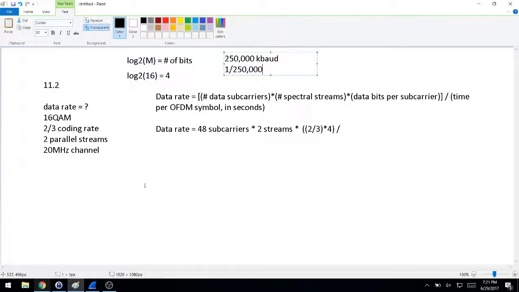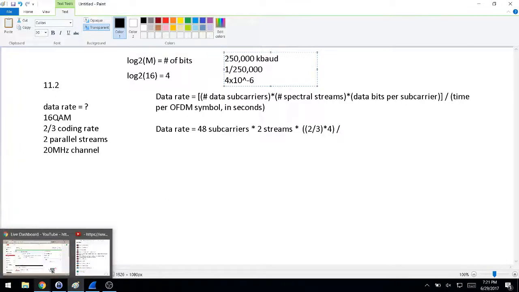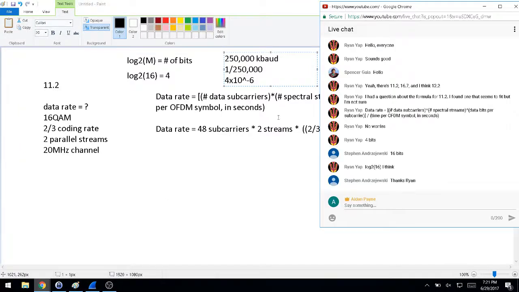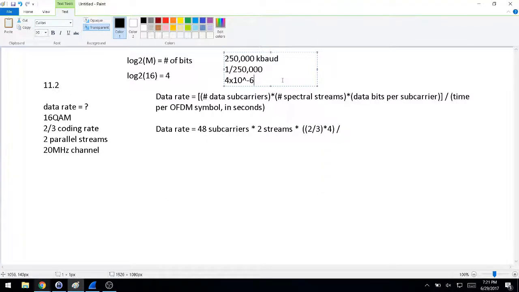And again, that gives me a number that is slightly different than the intended value. If we do that, that gives us 4 times 10 to the -6. That's not the number that is in my notes here, so I'm trying to figure out the discrepancy there.